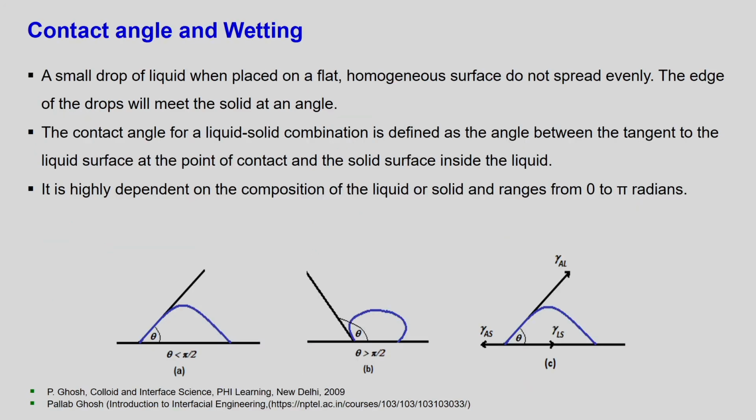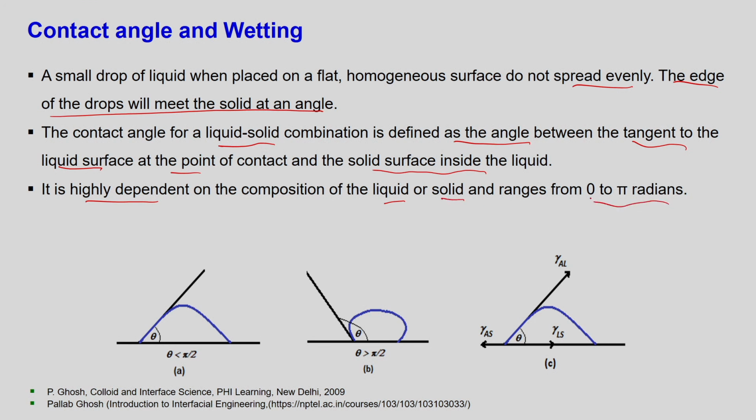Now, the contact angle. What is the contact angle? Contact angle means suppose you drop a liquid, maybe a tiny drop of liquid, onto a surface, what happens? It will try to spread out. When it tries to spread out, it does not do it evenly. The edge of the drop will meet the solid at an angle. The contact angle for a liquid-solid combination is defined as the angle between the tangent to the liquid surface at the point of contact and the solid surface, inside the liquid. It is highly dependent on the composition of the liquid and solid and ranges from 0 to pi radians.